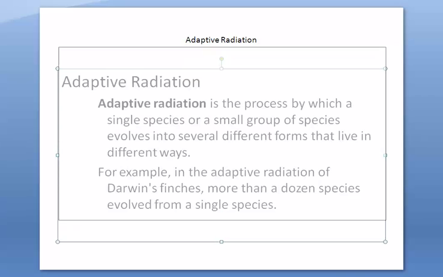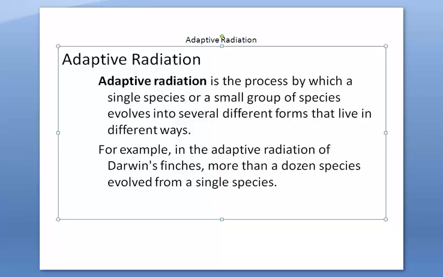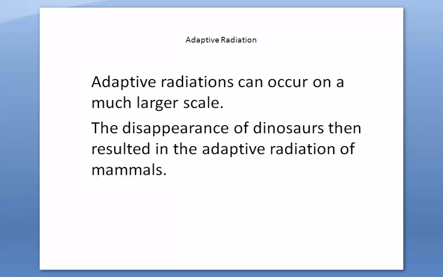You've already learned about this before. Darwin and his finches are a great example of adaptive radiation, starting with one, and it evolves into several different forms. Adaptive radiation can also occur on a much larger scale. It can be more than just giving rise to 13 different finches. The disappearance of dinosaurs resulted in the adaptive radiation of mammals.